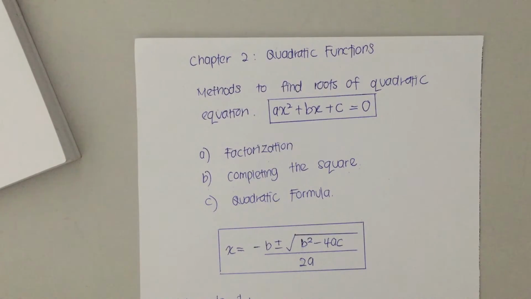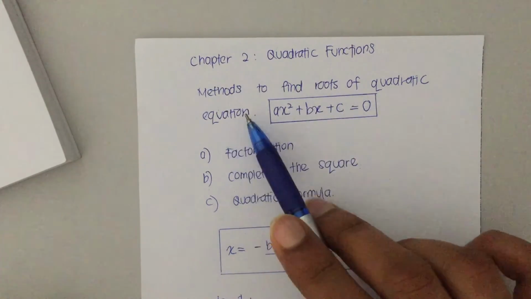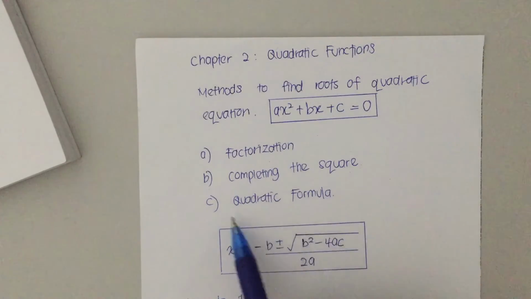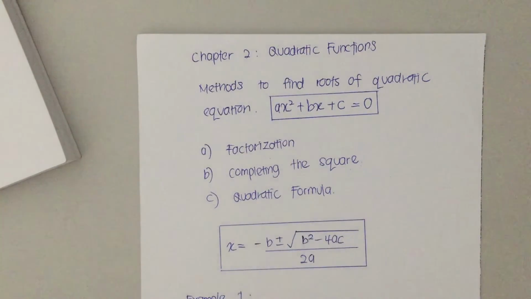Welcome back everyone. Okay, now I'm going to explain the methods to find the roots of a quadratic equation using the quadratic formula. So as you can see here, this is the quadratic formula. x is equal to negative b plus minus square root b squared minus 4ac, divided by 2a. Okay, let us take a look at one example where we're going to apply the quadratic formula.